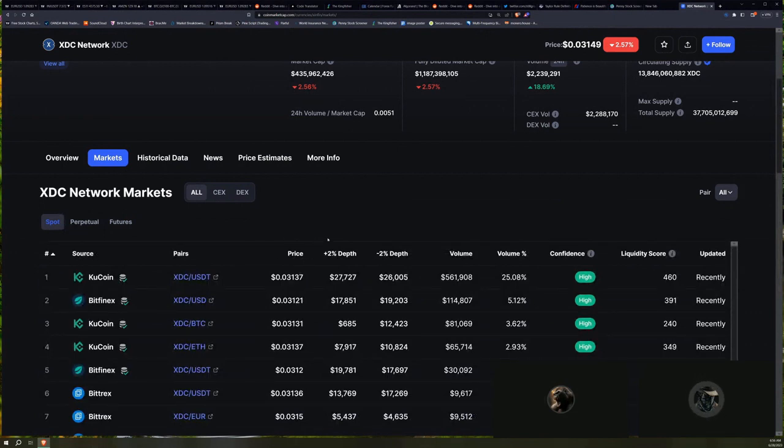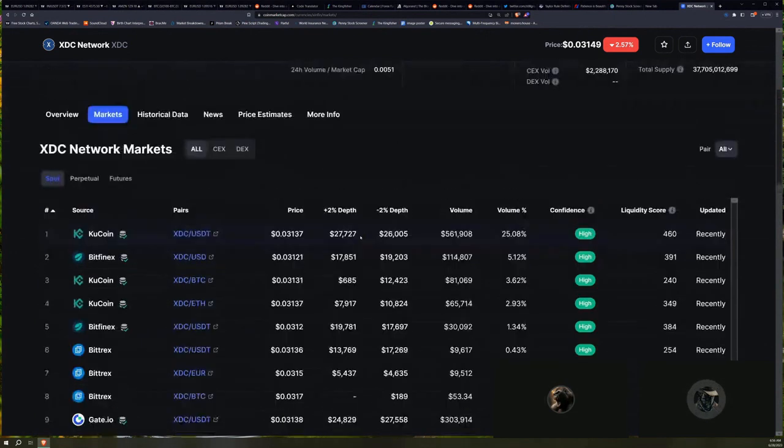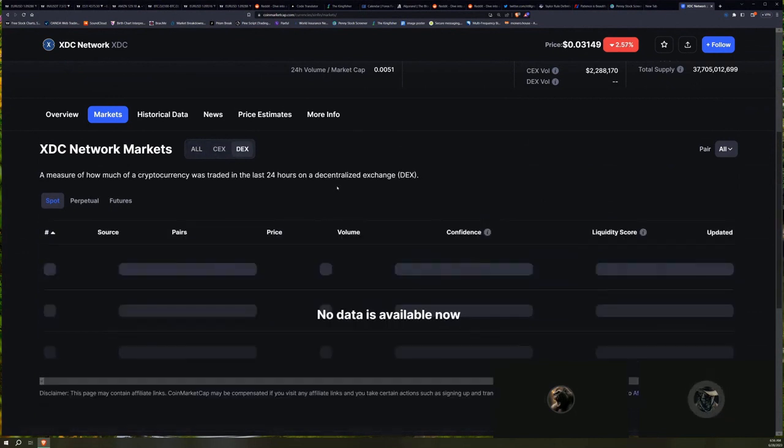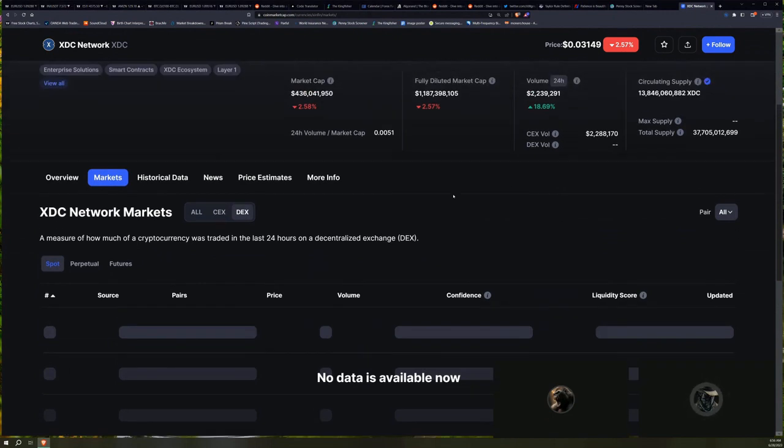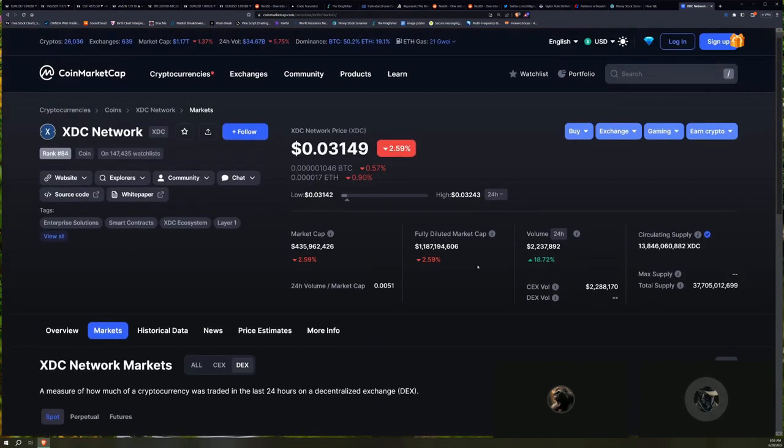But this is a great tool for finding a coin, finding where to get it, and where's the best place to get it. And if you're going to buy a spot coin, you want to go where the volume is. You can also limit it to DEXs, and you're not going to find XTC on any decentralized exchanges right now, which kind of surprises me. I thought it might be on Uniswap.